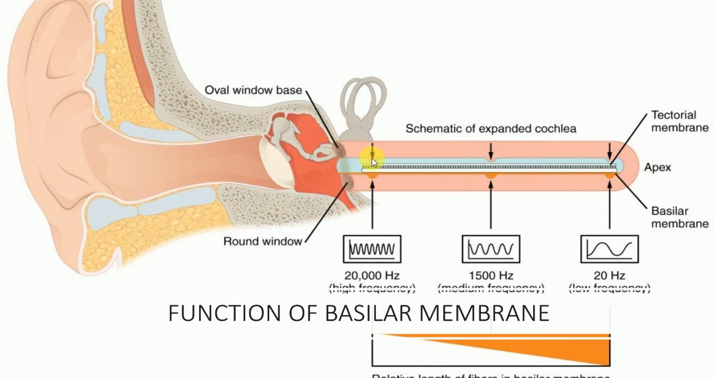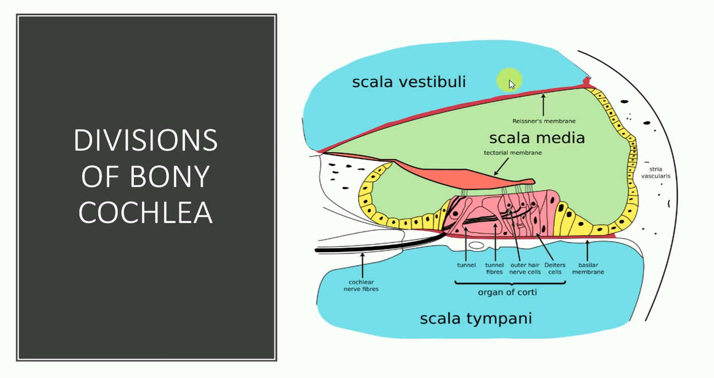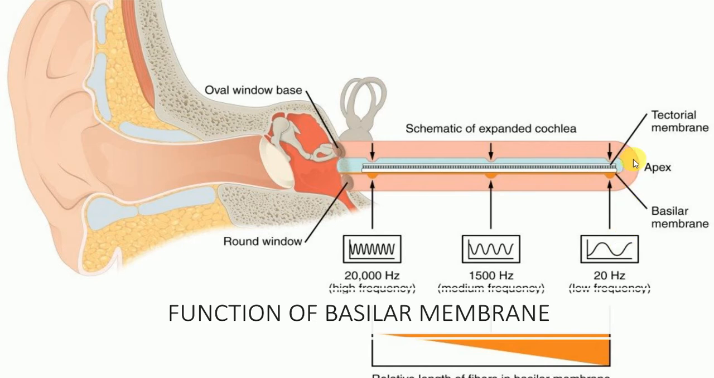Now, as the fluid-filled vibrations come, they are going to vibrate this basilar membrane. As the basilar membrane vibrates, the round window is pushed outward so that the fluid movement can take place here. Also, another structure to discuss here, let's go to the previous picture. The scala vestibuli and scala tympani are connected at a point ahead of the apex of the basilar membrane. This point is called the helicotrema, the part where the scala vestibuli and the scala tympani are connected.